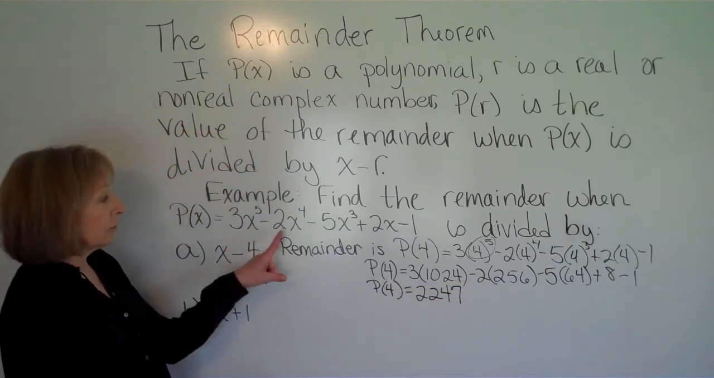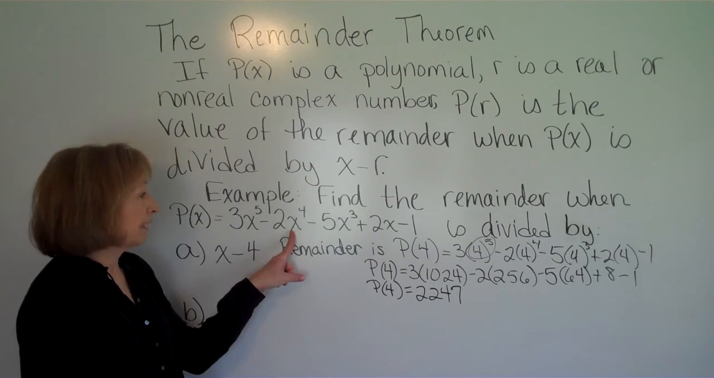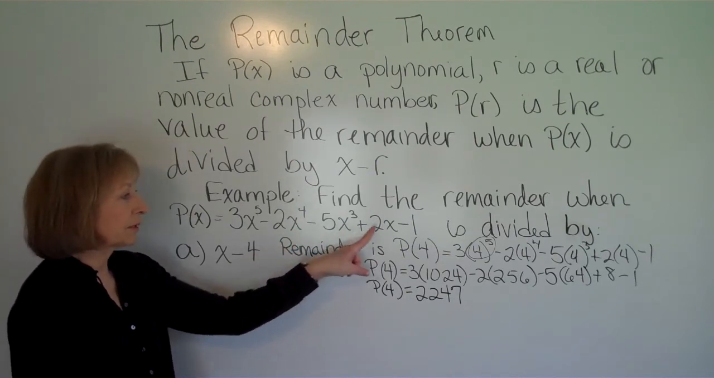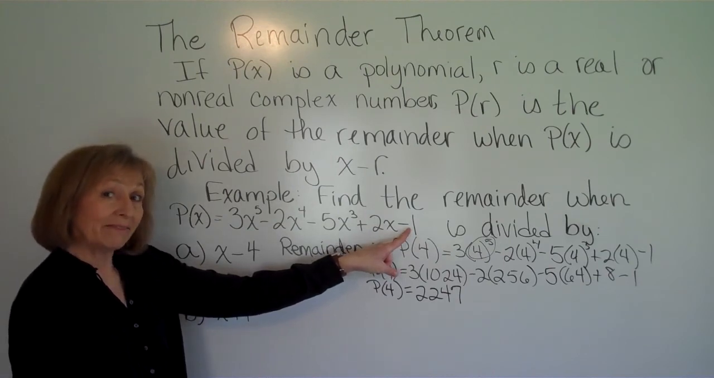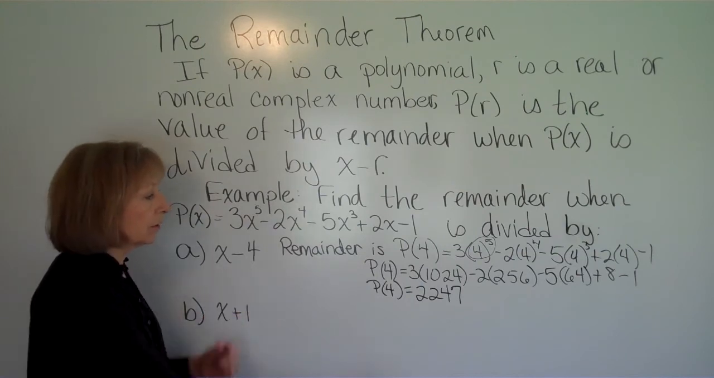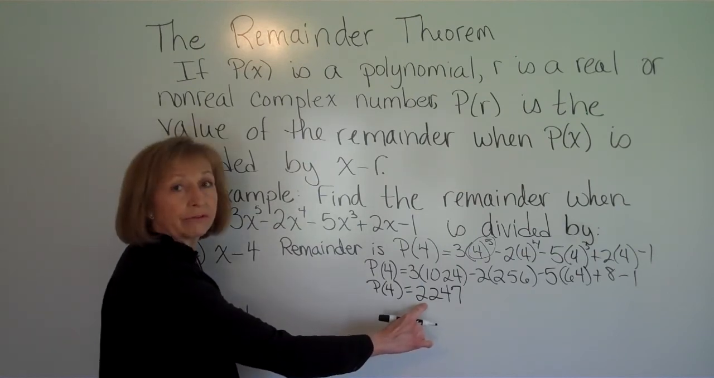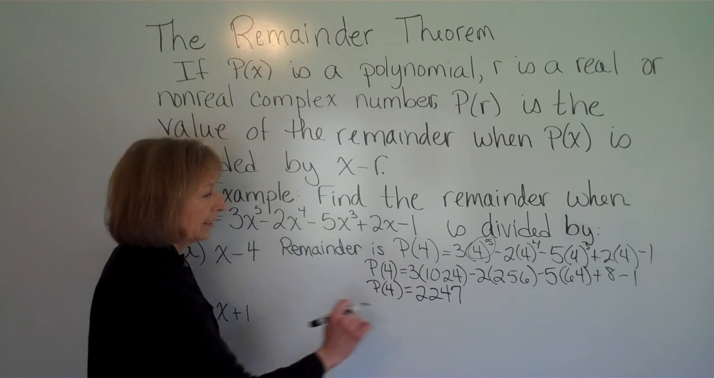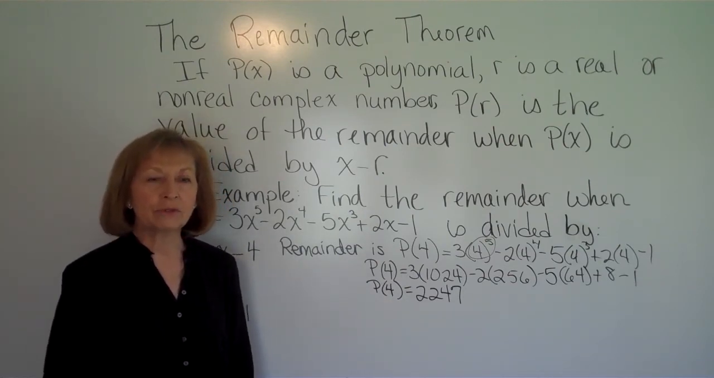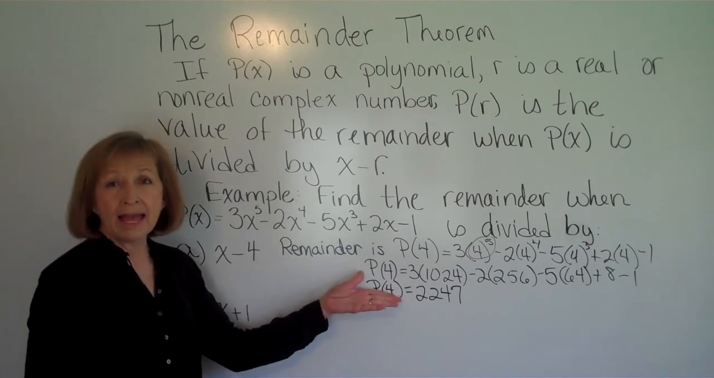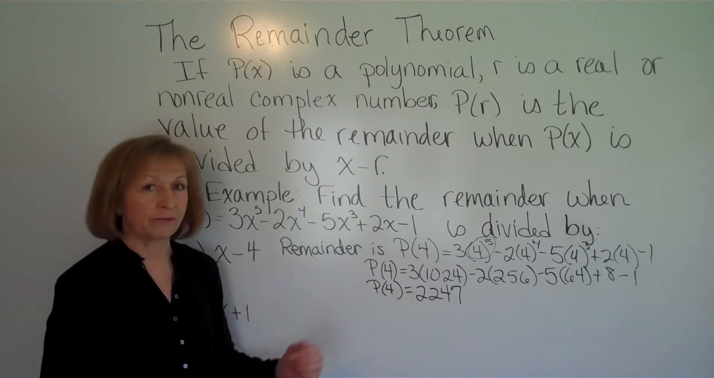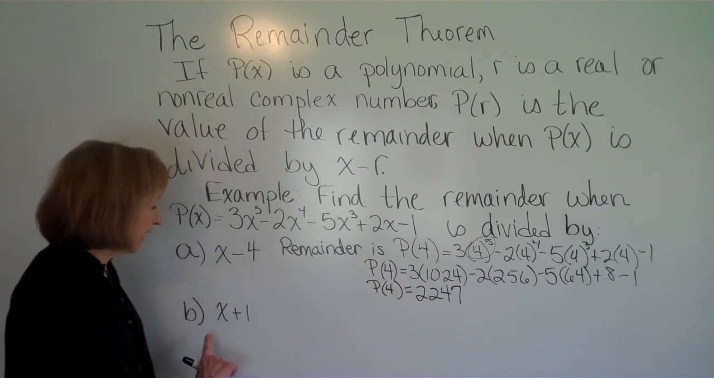So the remainder, when I take this polynomial, p of x equals 3x to the fifth minus 2x to the fourth minus 5x cubed plus 2x minus 1, and I divide it by x minus 4 and do the whole thing, the remainder would be 2,247. Now sometimes, just to make sure that you see the connection, they'll actually have you do both the p of 4 and divide the polynomial by x minus 4 and see that you actually get that number for the remainder. Okay, let's look at the next one.